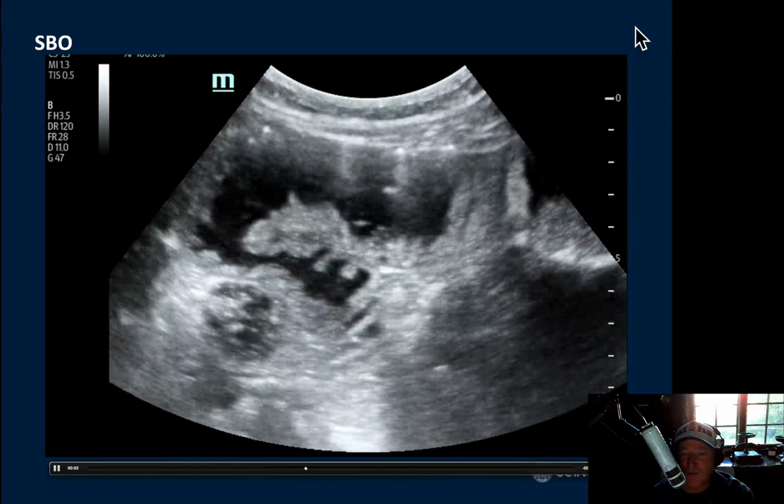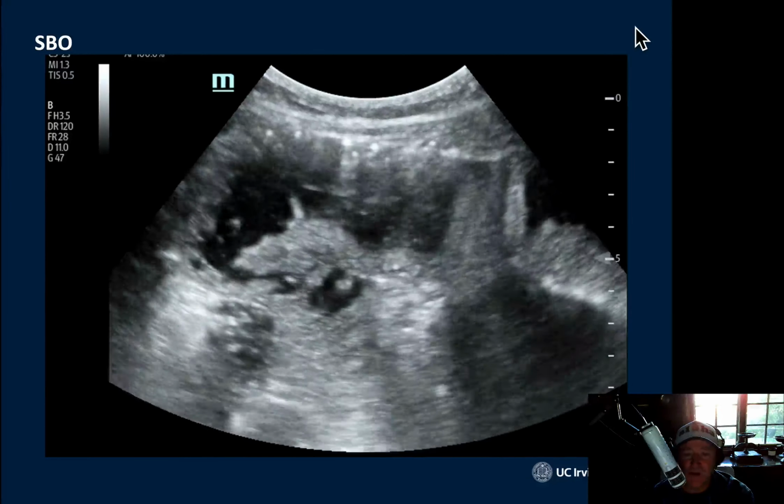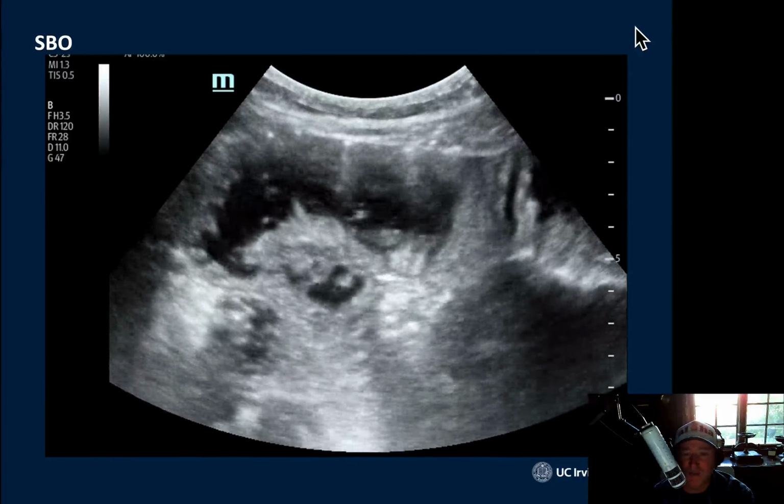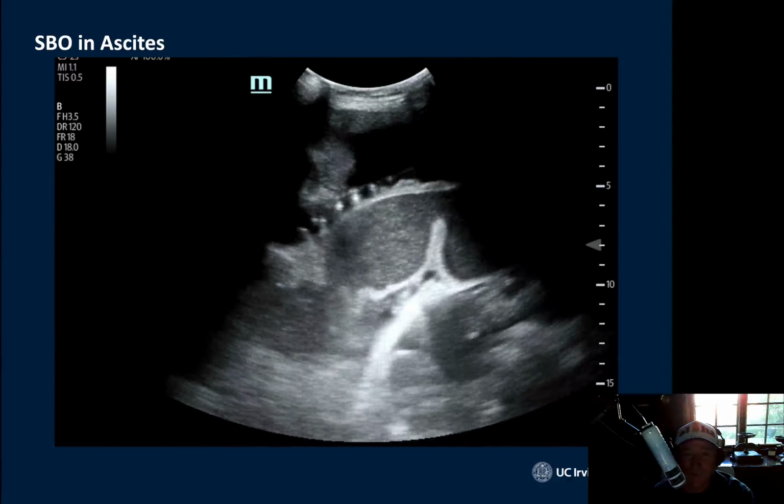And again, normally without all that fluid in the lumen of the bowel, you wouldn't even see the bowel. You just see some kind of layered shadows coming out of the abdomen, which is probably what you're used to seeing on patients without a bowel obstruction.